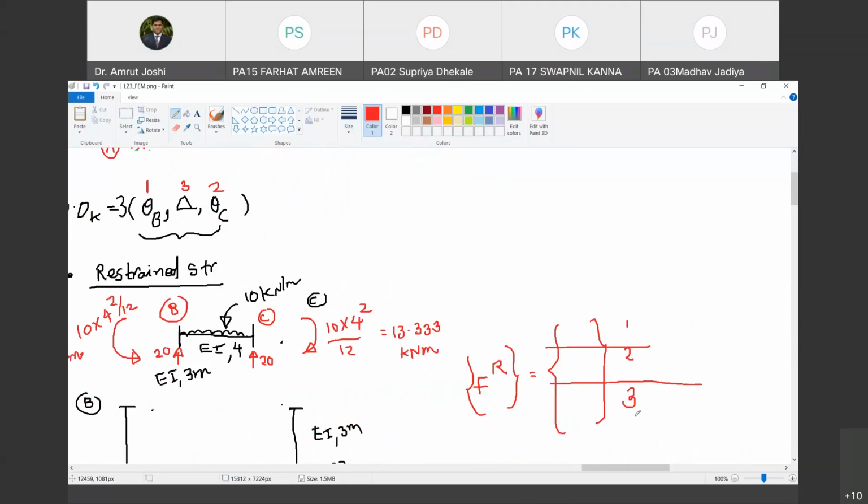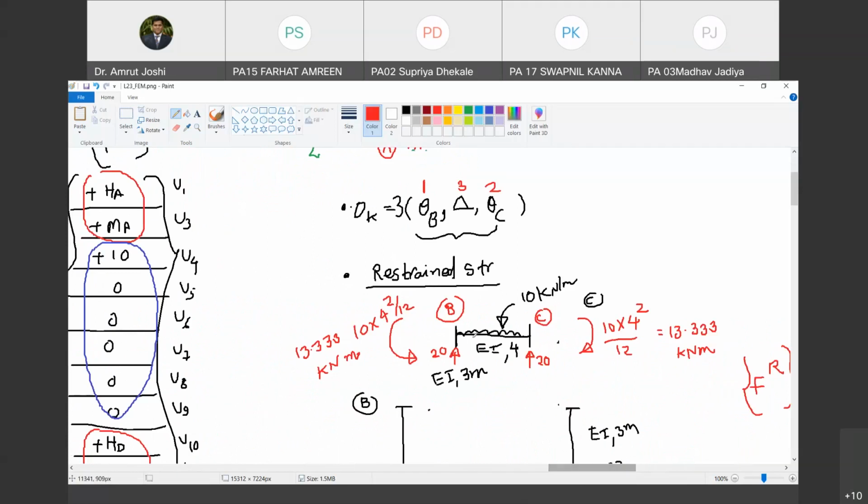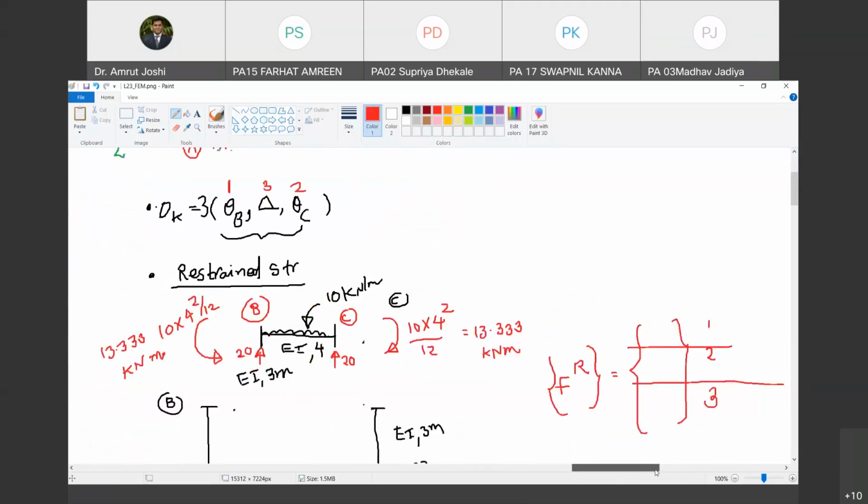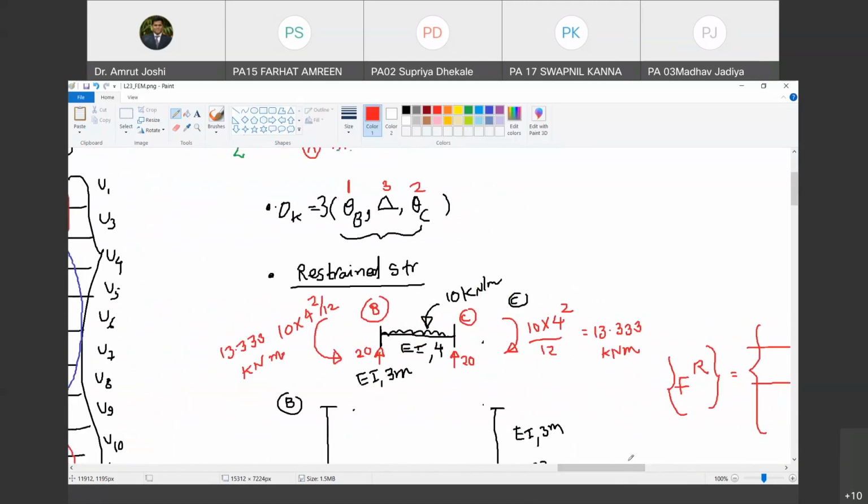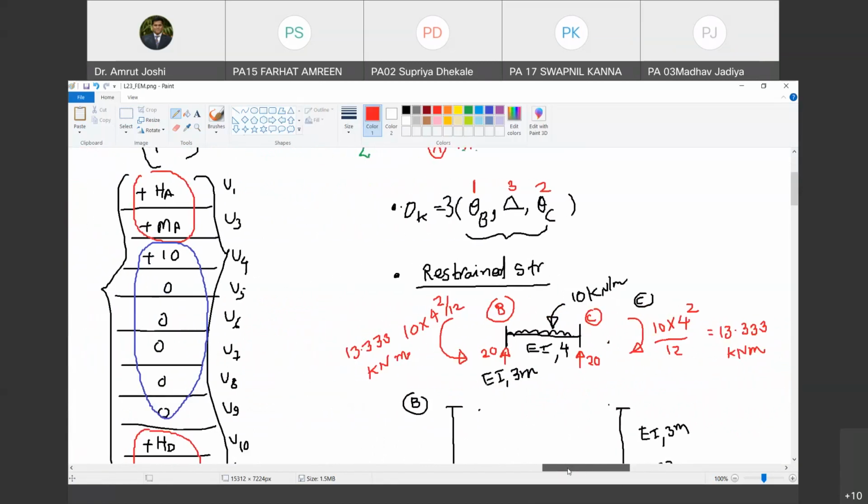Happy? Yes, sir. What is the first degree of freedom? Theta b. Where does it occur? It occurs at B. What kind of degree of freedom is it? It is a rotational degree of freedom. Rotational degree of freedom is associated with what, a force or a moment? Moment. So we should be looking at the moment reaction at B. Are you with me? Yes, sir. So what is the moment reaction at B? It is 13.333 kilonewton meter. Is it clockwise or anti-clockwise? Sir, anti-clockwise.